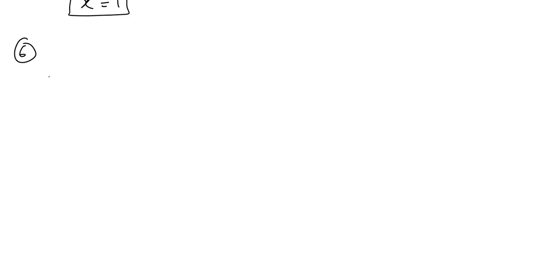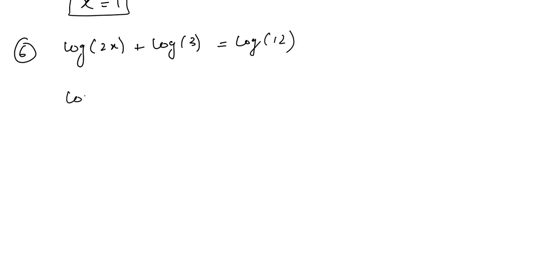Number 6 here, determine the solutions to the equation log 2x plus log 3 is equal to log 12. So we have log 2x plus log 3 is equal to log 12, and this will be 2x times 3, so it will be log 6x is equal to log 12.